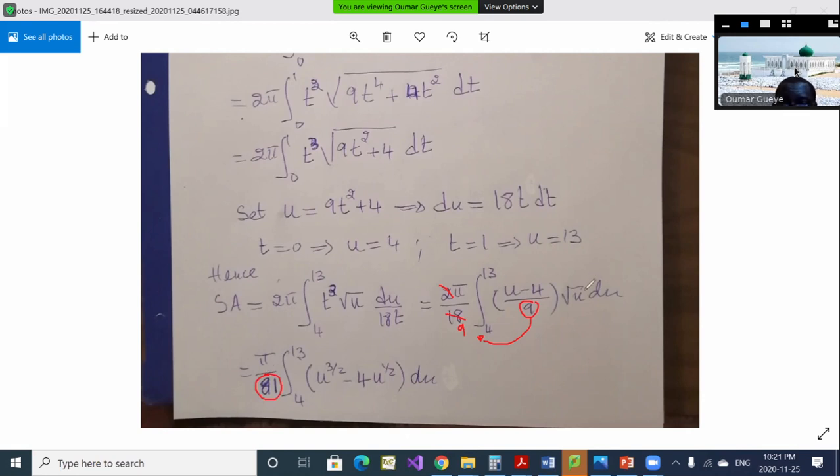Okay. And I just expand this part here to get this integral. Now I have power functions, so I can just use the power rule. So 2 by 18 becomes just 1 by 9. And the other 9, it becomes 81.